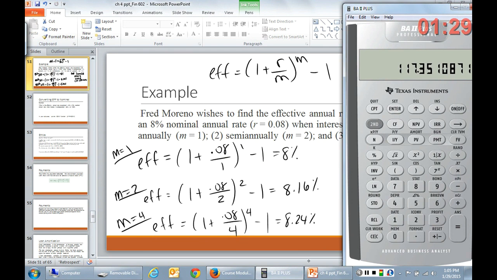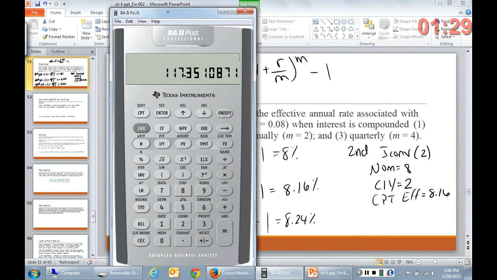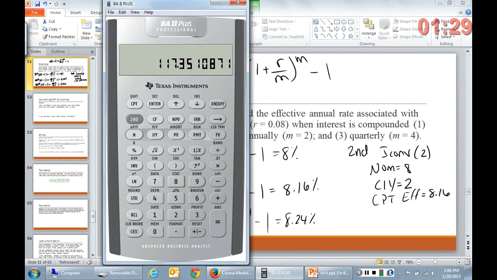In your graphing calculator, you push your apps button, your finance button, and you scroll down to effective. I'm pretty sure you enter in nominal, compounding periods per year. So you would enter in 8, 2, push enter, and you should get 8.16. I don't have a graphing calculator anymore, so I'm working from memory, but that should be accurate. You can always look it up in your calculator's manual.